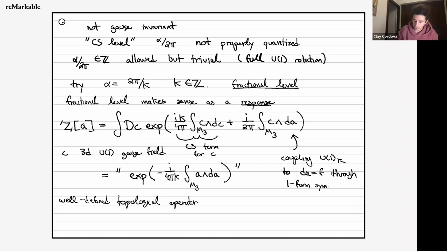So, okay, we're going to make a well-defined topological operator, not for all alphas, but to start, just for alpha equal to 2 pi over k, this fractional rotation. We can call this dk. It lives on M3. And, okay, what is it? Well, it's defined to be this piece times z of a.